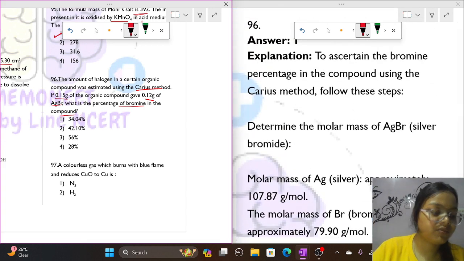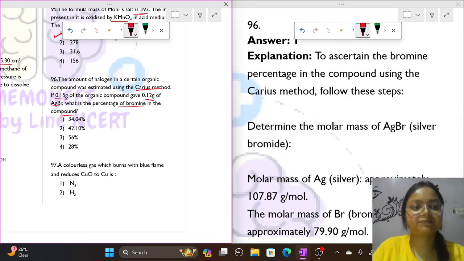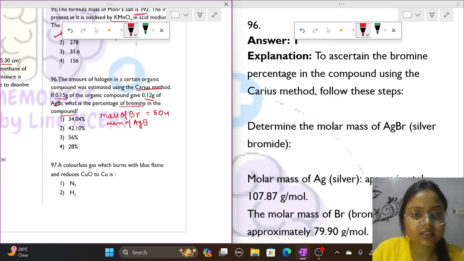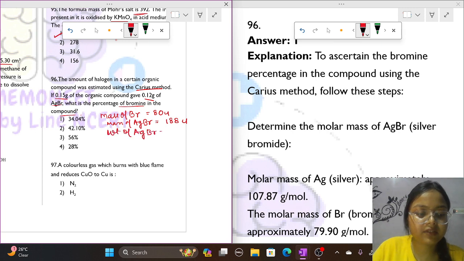Okay. So for Carius method, we know that the mass of bromine, what is the mass of bromine? It is 80 u. Then mass of AgBr is 188 u. Then weight of AgBr, it is given that weight of AgBr is 0.12 gram. Okay, here it is given 0.12. Then again weight of organic compound is also given as 0.15 gram. So we have to find out the percentage of bromine, right?